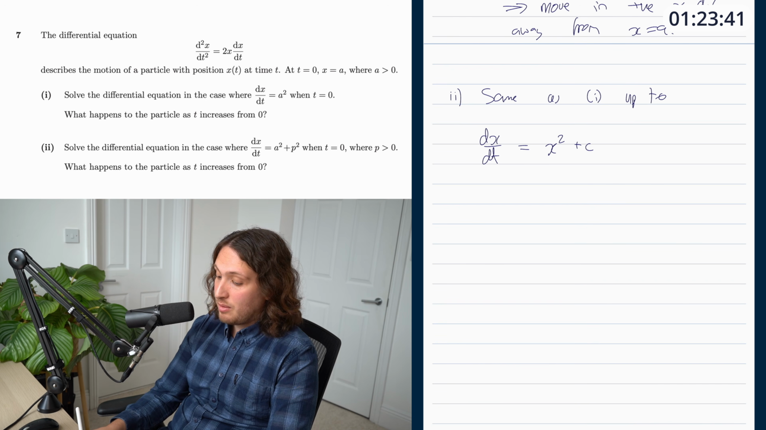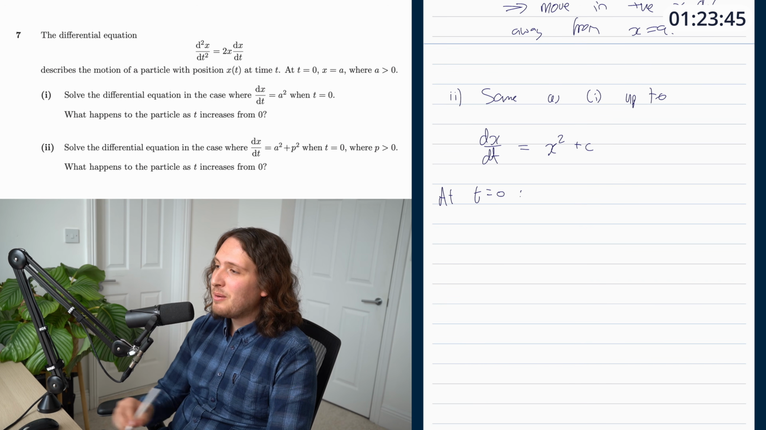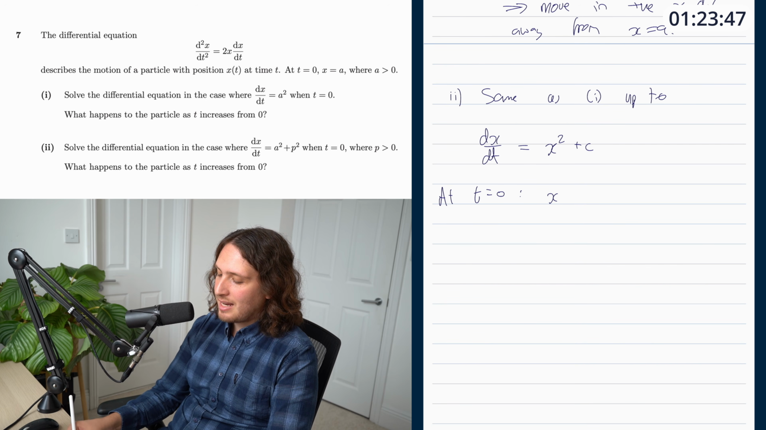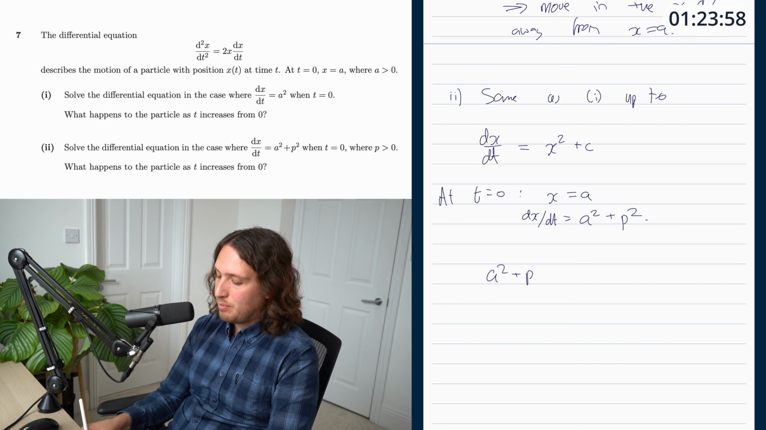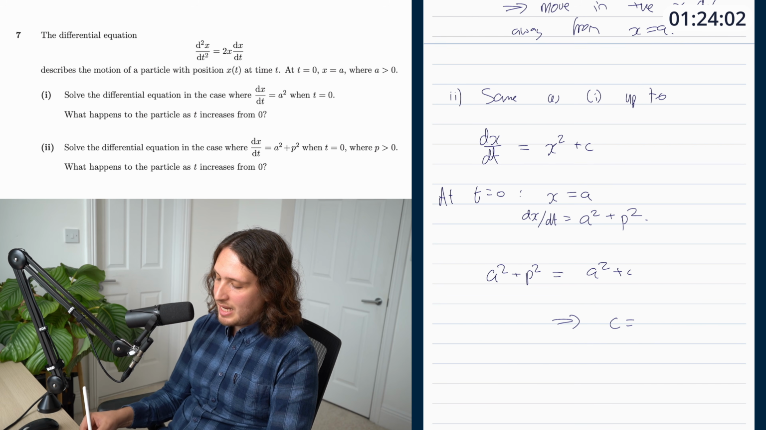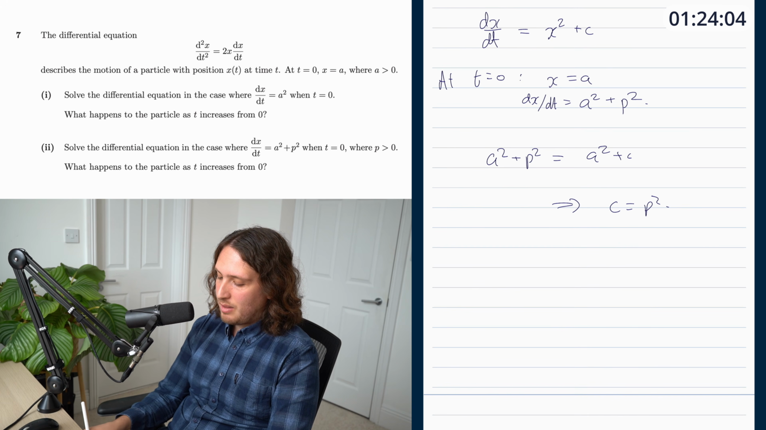I plug in at t equals 0. At t equals 0, x is equal to a, and dx by dt is equal to a squared plus p squared. So that means a squared plus p squared is a squared plus c, so c is p squared. So I've now got dx by dt is x squared plus p squared.